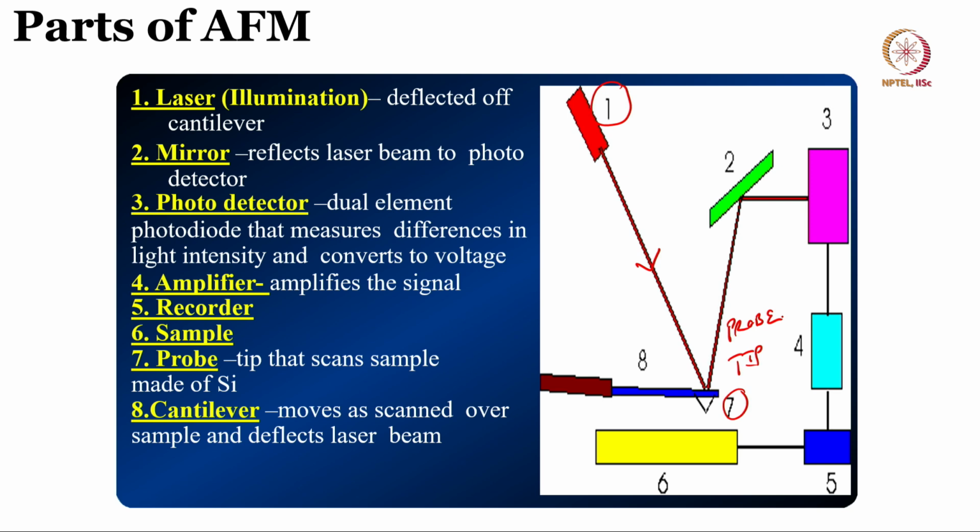One, as you can see, is the laser, second is a mirror. So, here when the light reflects, it falls on the mirror and it goes to the detector. The third one is a photo detector, the fourth one is an amplifier, the fifth one is a recorder and the sixth one is a sample, this one is a sample. So, the probe tip actually touches here, okay. You have to bring this entire cantilever down and the probe tip will touch here, and then you can move the probe tip in either direction, either this direction or this direction, right, depending on how you are scanning the sample, alright. So, finally, the cantilever moves as it scans the sample and reflects the laser beam.